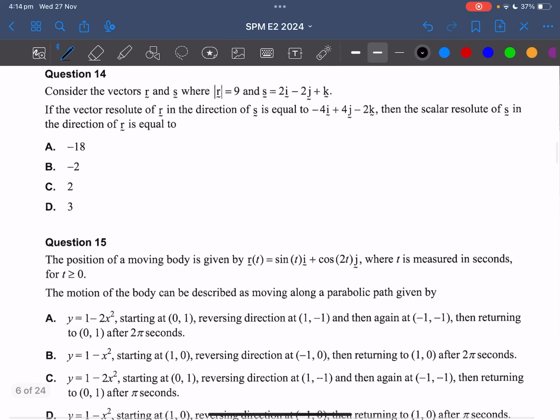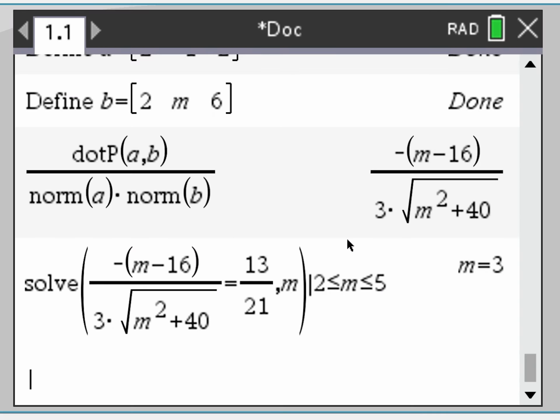Consider the vectors r and s, where magnitude of r is equal to 9 and s is this. If the vector resolute of r in direction of s is equal to this, then the scalar resolute of s in direction of r is equal to. Okay, so vector resolute is equal to r dot product s divided by magnitude of s, whole squared, times s. And that has to be equal to minus 4i plus 4j minus 2k.